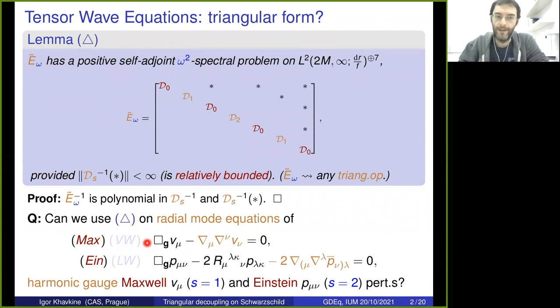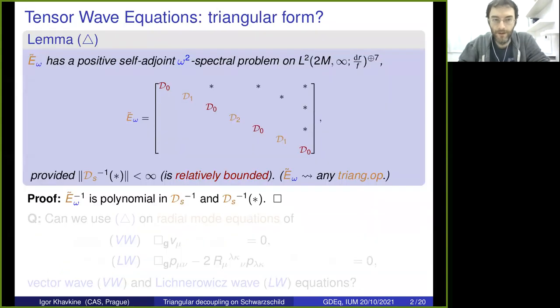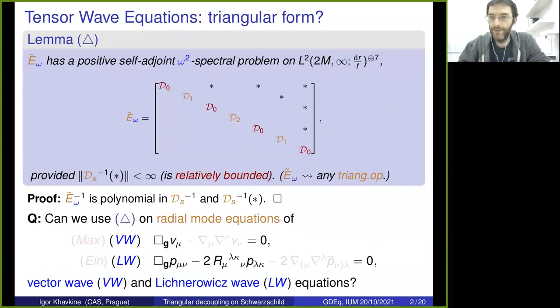All right, so if we were to take these equations on a Schwarzschild geometry, apply separation of variables, get their radial mode equations, and if their radial mode equations were in this triangular form, then we would be done, and we will basically know everything we wanted to know about their spectral properties, which basically should be the same as these nice spectral properties that we discovered for the scalar wave equation.